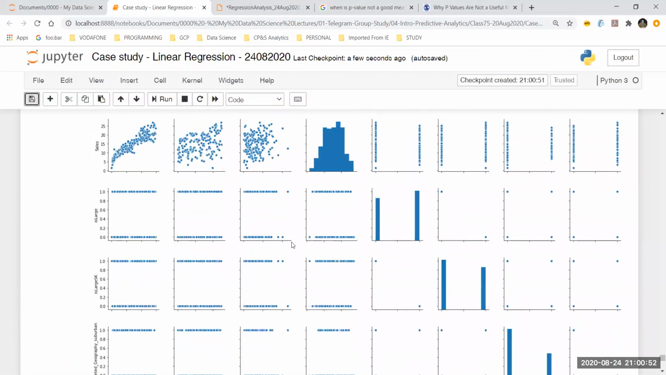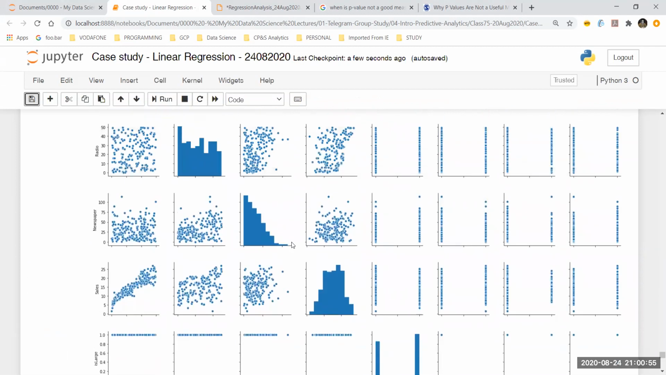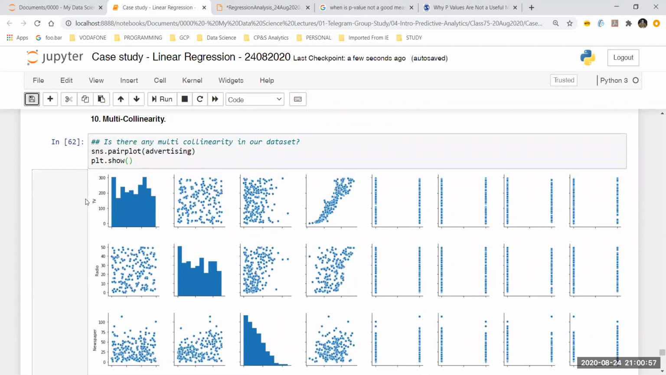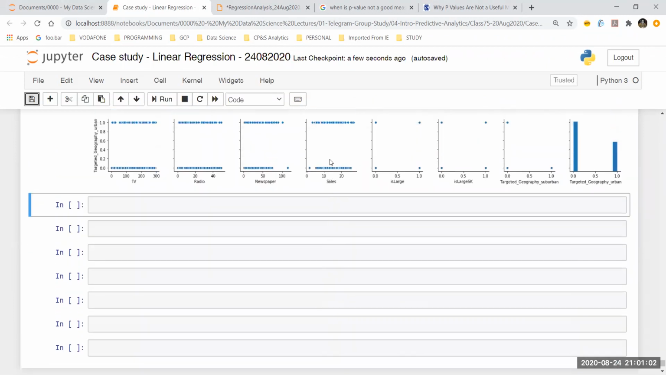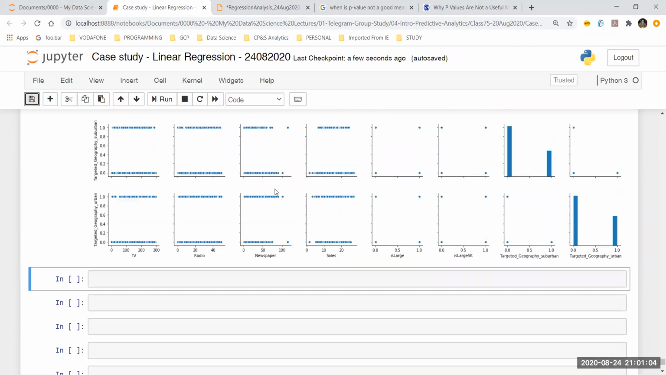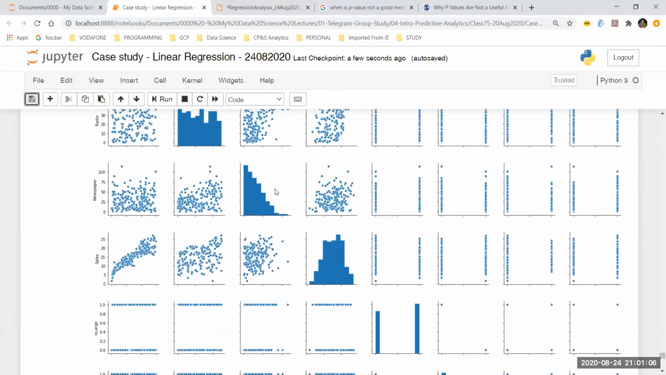Now, if I try to find this, you see the diagram is looking something like this. It is a very, very big kind of diagram. I see there is some relationship over here. What is this variable over here? It is sales. Then it is fine, right? I don't see any problem over there.